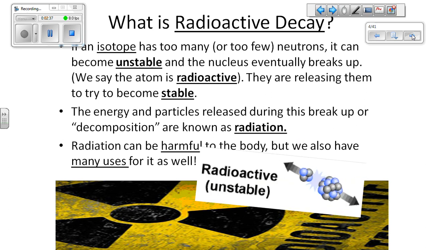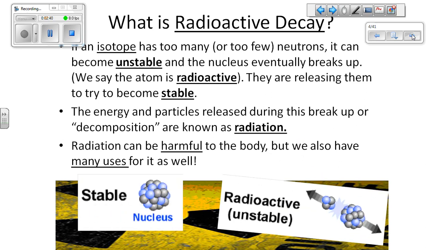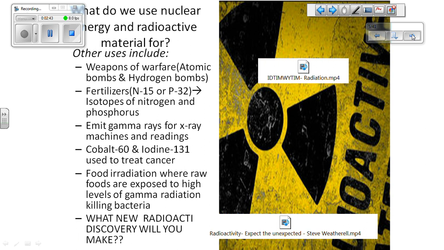Let's take a look at some of the uses of radiation. Here are a few uses that nuclear energy and radioactive material is used for. It's used for weapons. We've all heard of atomic bombs and hydrogen bombs. It's also used in fertilizers. It emits gamma rays for X-ray machines and readings. Cobalt-60 and iodine-131 are used to treat cancer. You have food irradiation, where raw foods are exposed to high levels of gamma radiation and it kills the bacteria. Those are just a few uses of how we can use this nuclear energy. Although it can be very harmful to us, it also serves a lot of good uses.